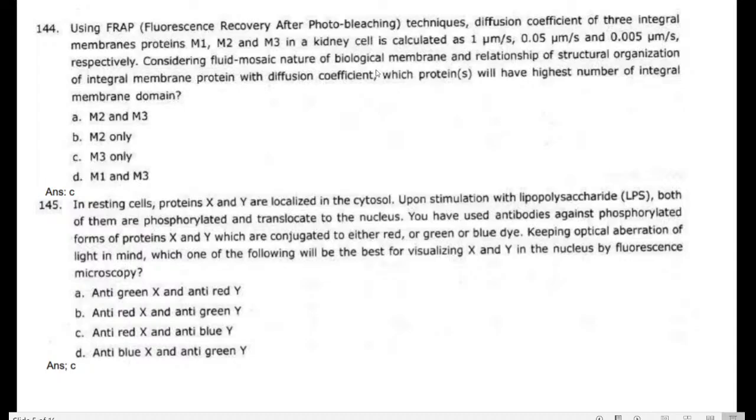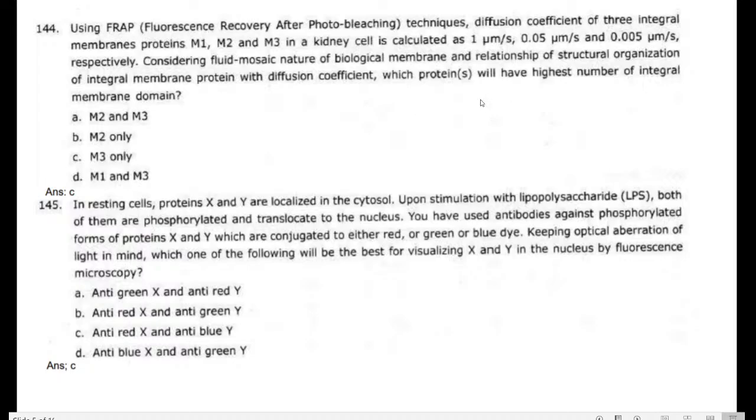Here the important thing they mentioned is the statement providing the information: the coefficients of three integral membrane proteins are 1 μm per second, 0.05 μm per second, 0.005 μm per second. Considering the fluid mosaic nature of biological membrane and the relationship of structural organization of integral membrane protein with the diffusion coefficient, here they mentioned the keyword diffusion coefficient: which protein will have the highest number of integral proteins?